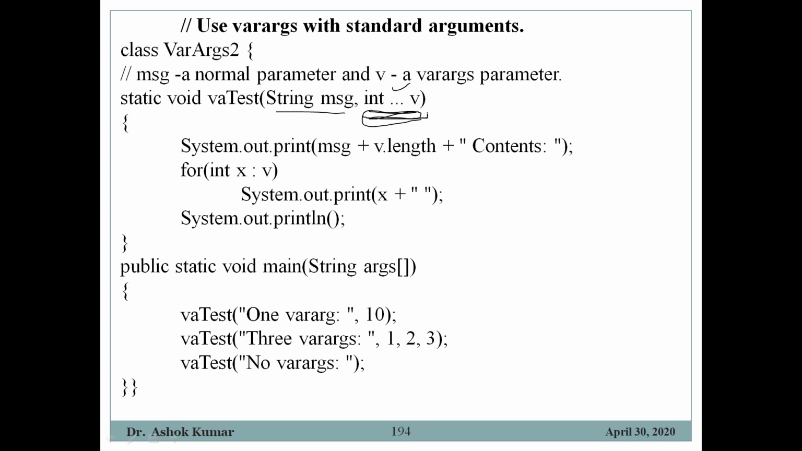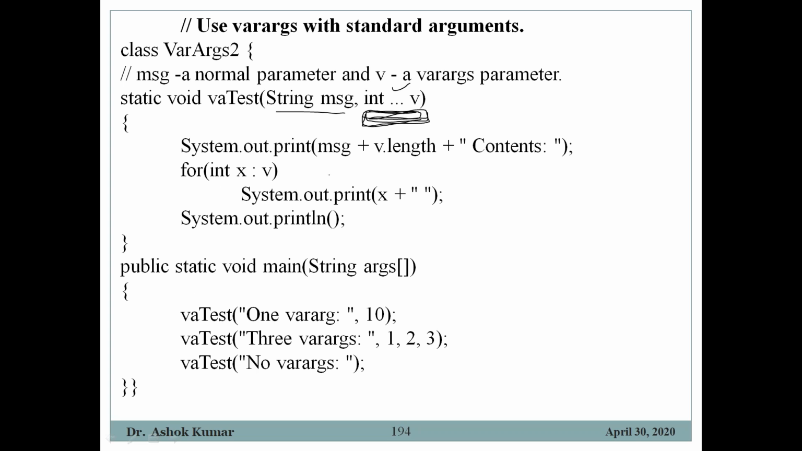So I repeat, whenever you create a variable-arity method, the method should have the variable argument parameter as the last parameter of the method. This point is very important. So this problem is based on this condition.